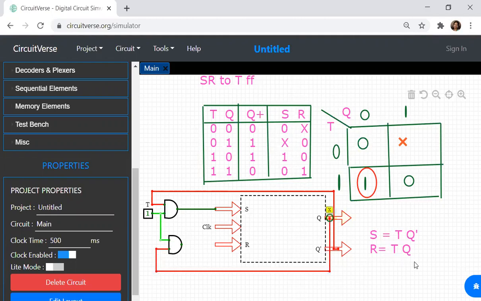That's all. Now S is equal to T into Q bar, R is equal to T into Q, and we have converted the SR flip-flop into a T flip-flop. If I make this connection, it is done. So this is how we convert an SR flip-flop into a T flip-flop using a block diagram. But instead of this block diagram, you can also replace it using gates. I've assumed that I've brought all the gates and kept them here.